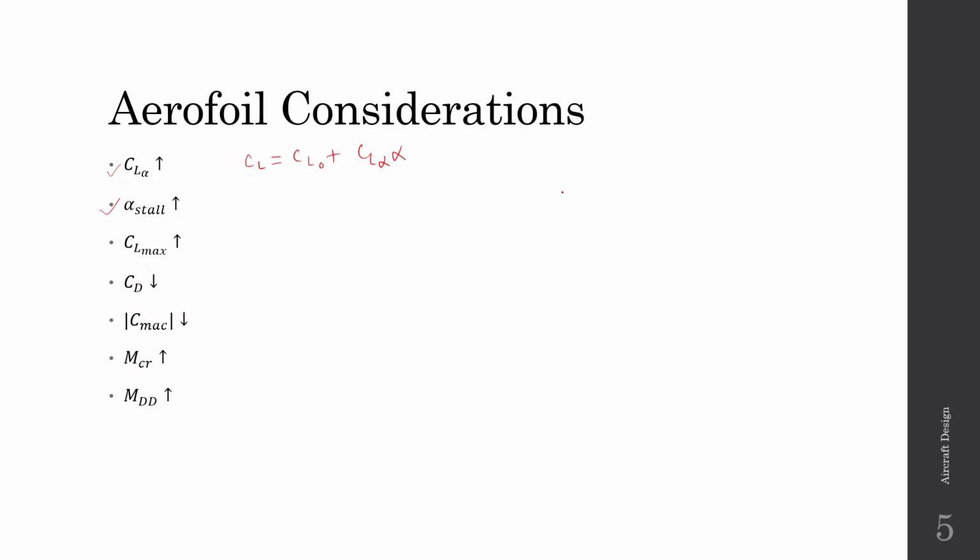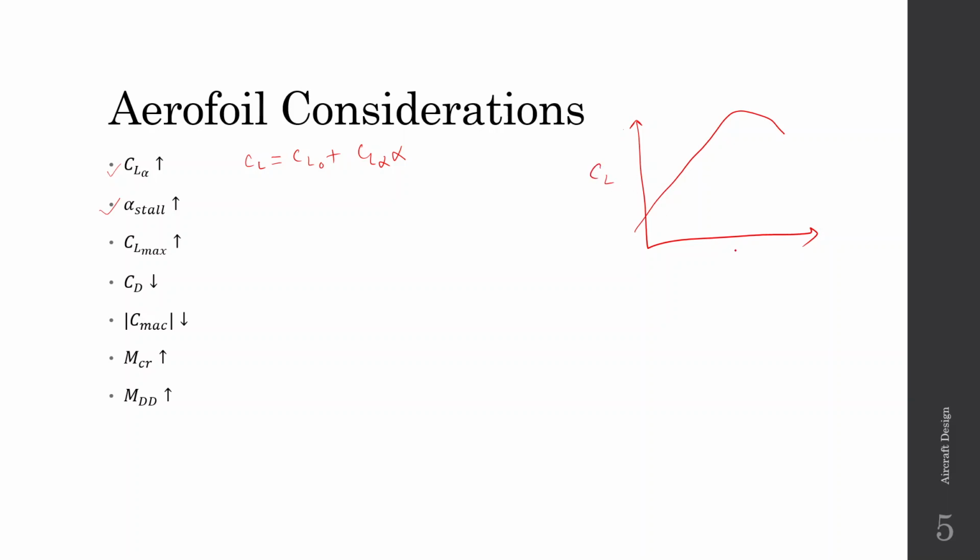So if alpha stall is higher, we can pitch the aircraft up more. We can fly at higher alphas, and it increases safety also. If your alpha stall is like 4 5 degrees, then it is very easy to stall the plane. But if your alpha stall is 15 20 degrees, then there is more margin of safety.